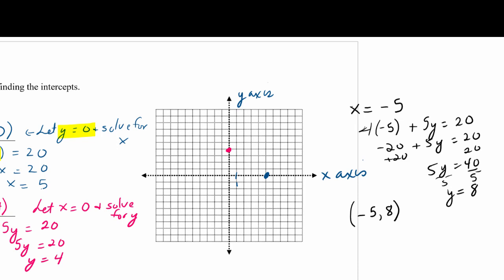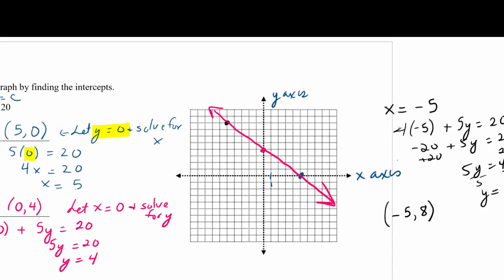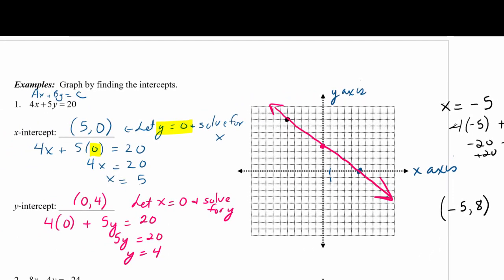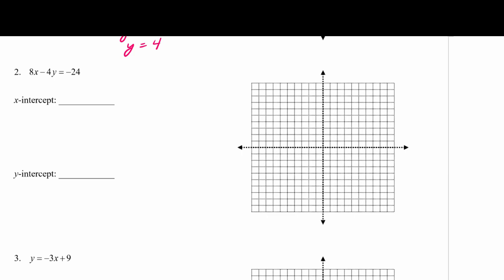So I'm going to come to -5 and then up to 8 right there. Good, those line up. So now let's go ahead and draw our line through the 3 points. And there we go. Okay, let's try the next one. Same idea. This time we have 8x minus 4y equals -24. So we have standard form, don't we?